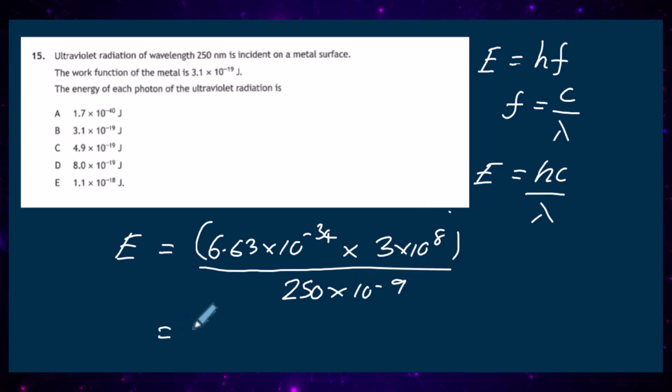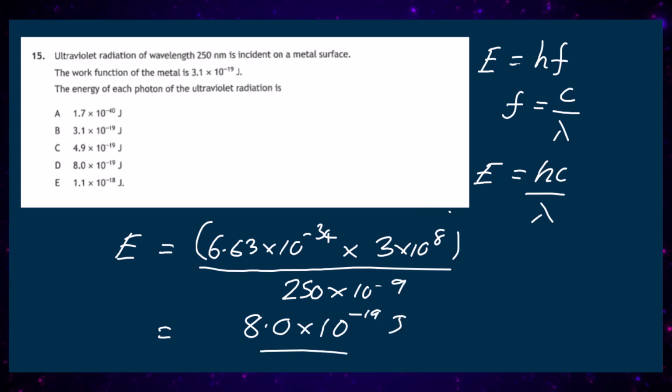So we do that in our calculator and go to two significant figures. We get an answer of energy of the photon equal to 8.0 times 10 to the minus 19 joules. And that's going to give us the following response here, D.